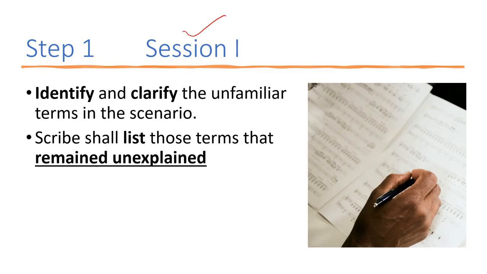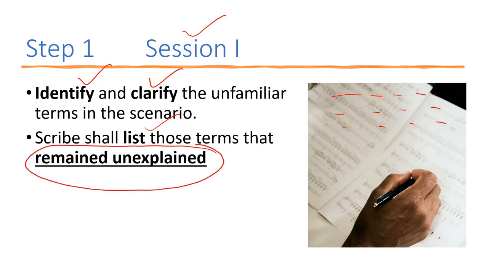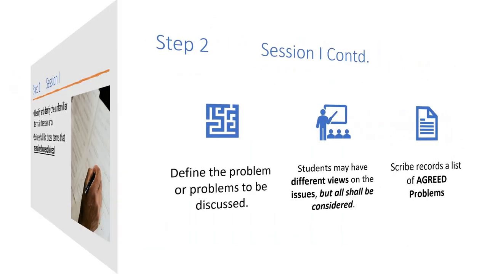Remember, it is in session first, and you have to identify and clarify the unfamiliar terms in a particular scenario. They will give you a scenario, and every student will read a part of it, and you have to identify and clarify. The leader will guide the whole scenario, and every student who is a member of the PBL shall be actively participating. The scribe shall list those terms which remain unexplained. The scribe shall not write everything, it will become very difficult for him. So unexplained terminology shall be recorded.